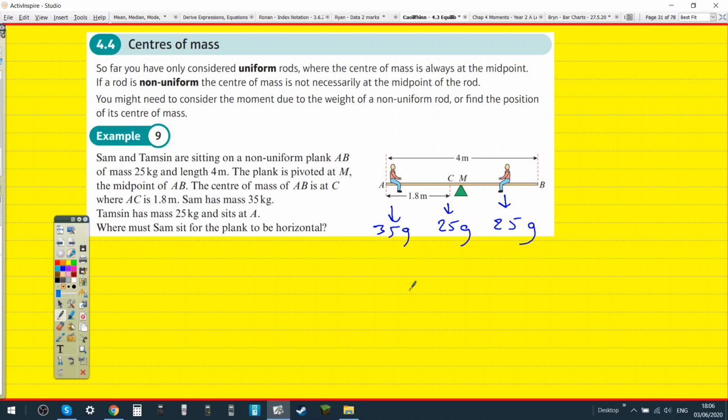I think, what would you say about the reaction here? Does the reaction have to be equal to 35g plus 25g plus 25g? Yep. So 85g, the upward force. So 35g plus 25g.